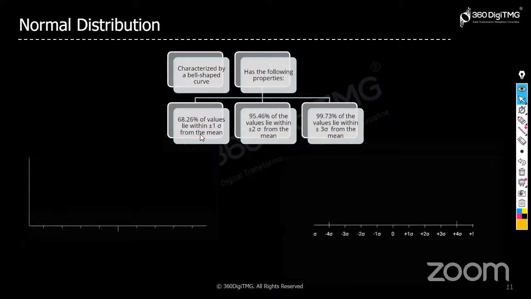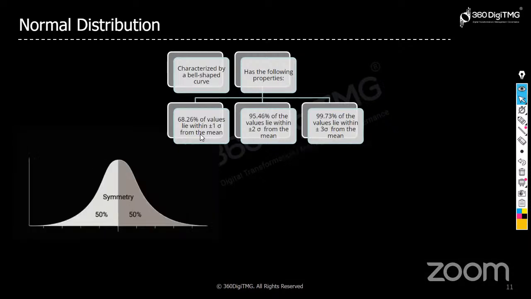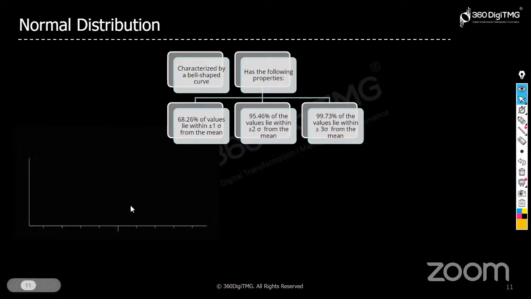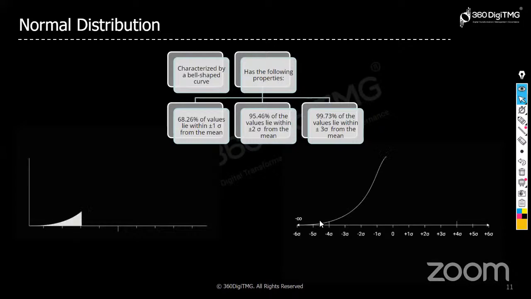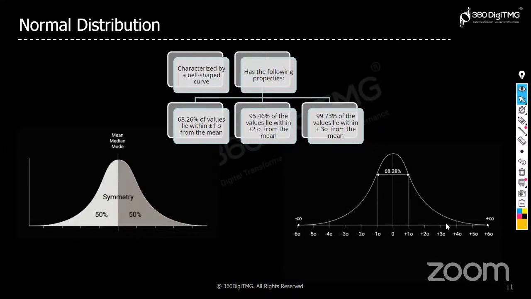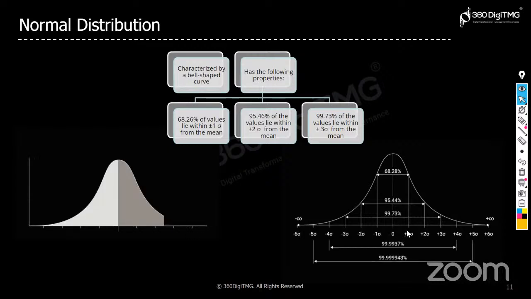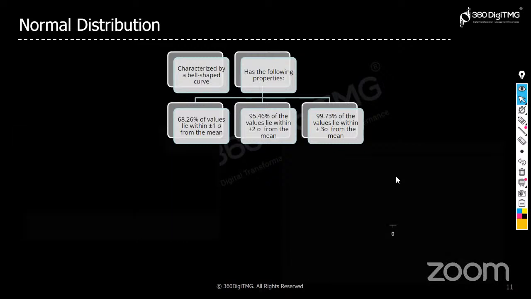So what is this one? As you can see, this particular chart, the bell-shaped curve, is nothing but normal distribution. The left and right will be symmetrical, and here the mean is equal to median is equal to mode. Okay, this is fine. And coming to the next one, if you see over here, this is the mean, this is minus 1 standard deviation, plus 1, plus 2, minus 2, plus 3, minus 3, and so on.